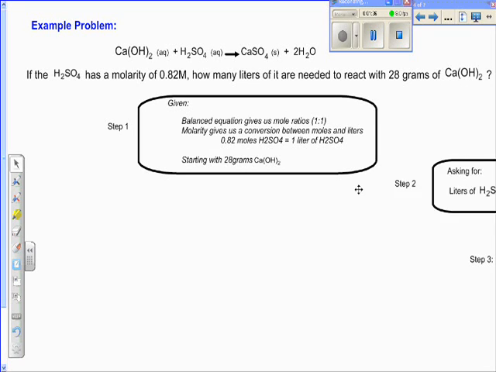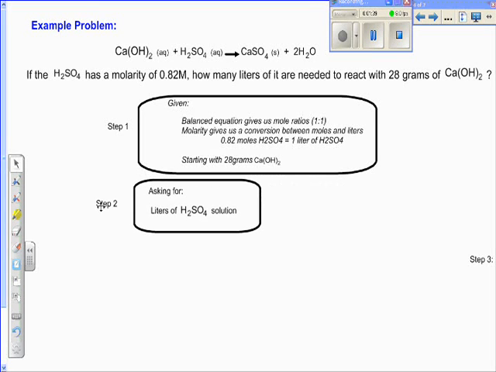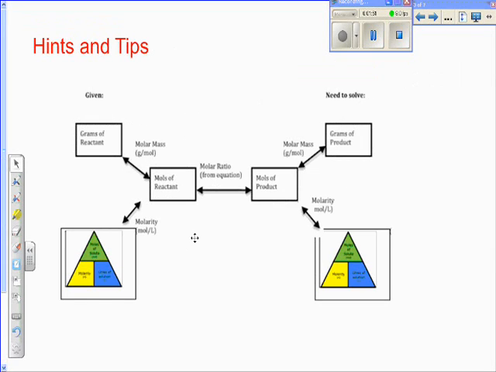Then the second step is just to be aware of, what do we want to convert to? We want to convert to liters of sulfuric acid solution. Once you have this, especially what you're starting with and ending with, we use that pattern that we saw earlier, where we're going to start with grams of the reactant, and we're going to end with liters of the solution. So our pattern is going to be through these arrows. We're going to go from grams to moles, then use the mole ratio, then we're going to use molarity to find the solution.